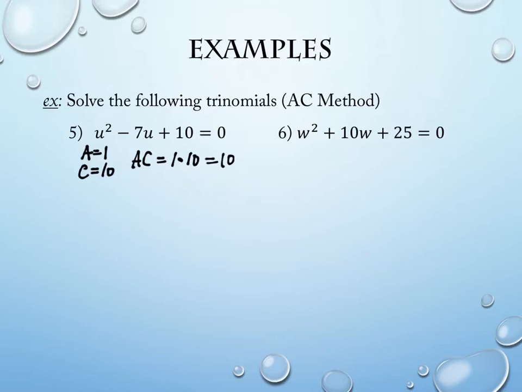And then I want us to identify what the B value is. So the B value is the one that's sandwiched in between, and what's my B value here? It's -7.